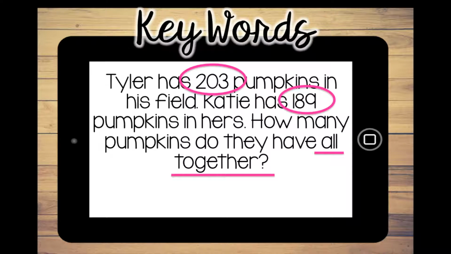If you said altogether, you're correct. Altogether is going to tell us to add. Go ahead and pause the video and add the two numbers together. When you're finished, start the video back up and we'll go through it together.